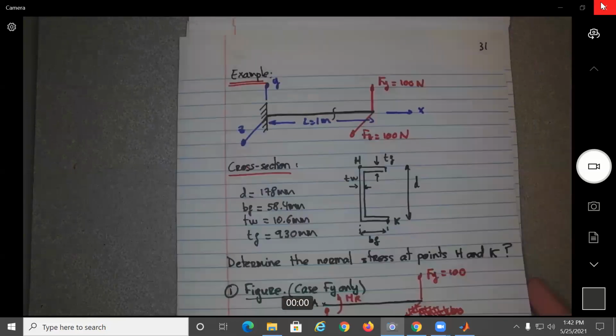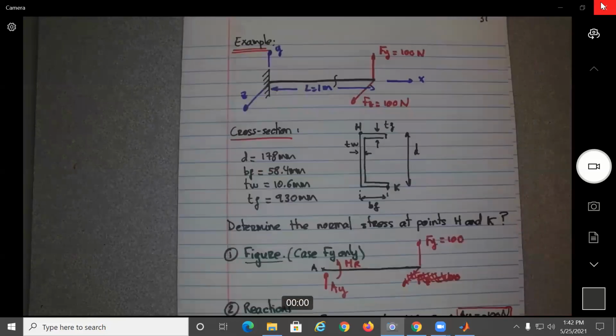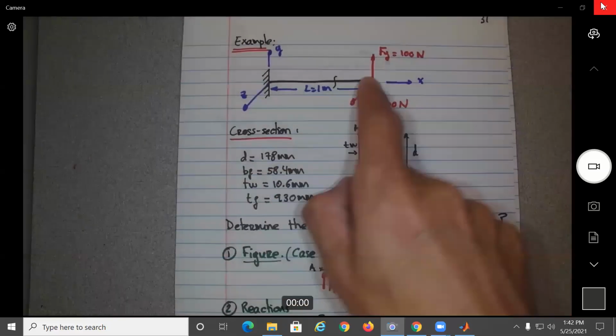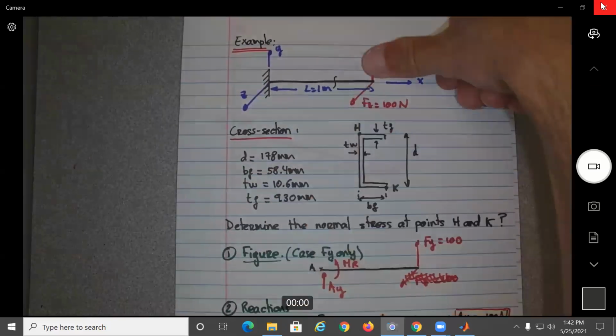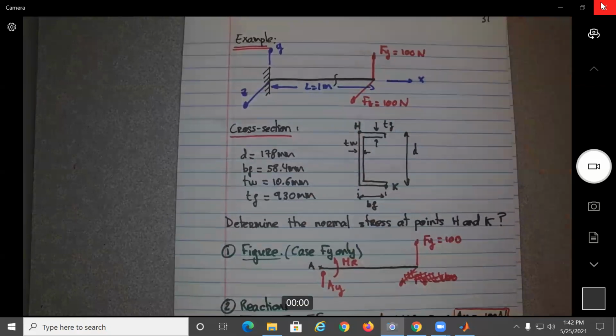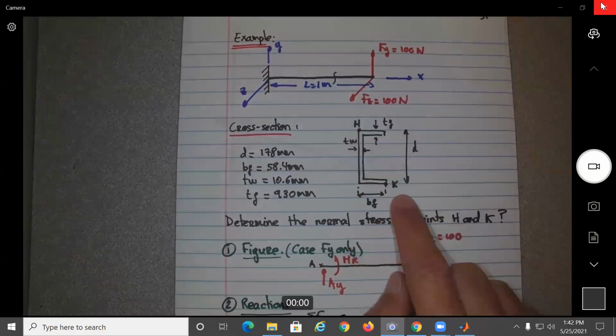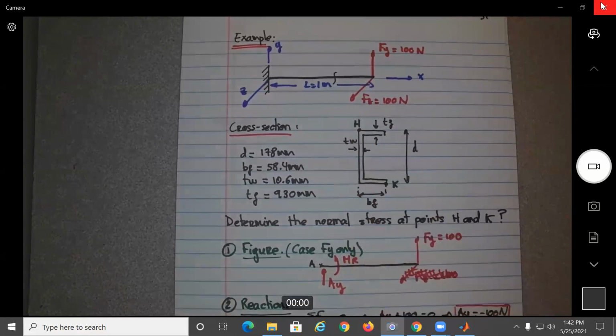Okay, so basically, I broke the problem in two parts. The first part, case one, is just the beam with this force. Second part, we have this beam with this force. Knowing that, we need to find what would be the stresses at point K and point H. We could use the results from last time to double check.